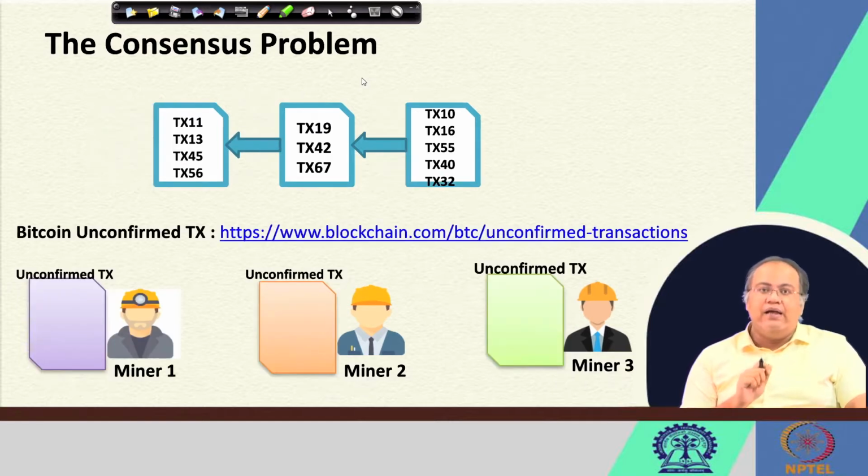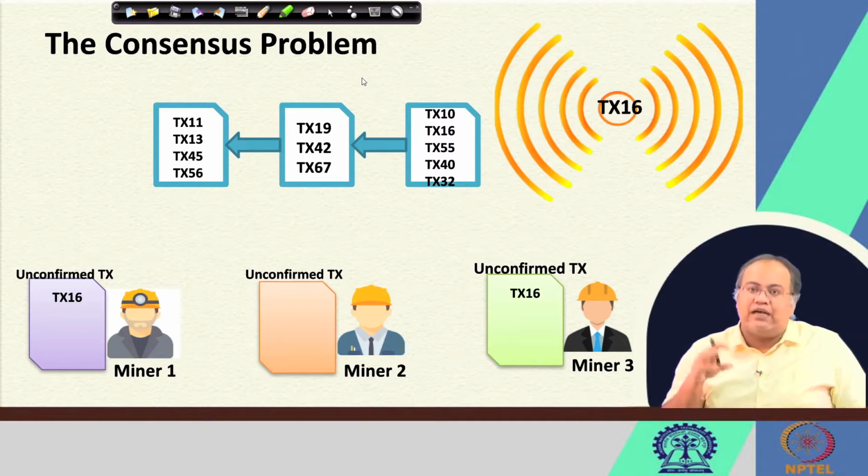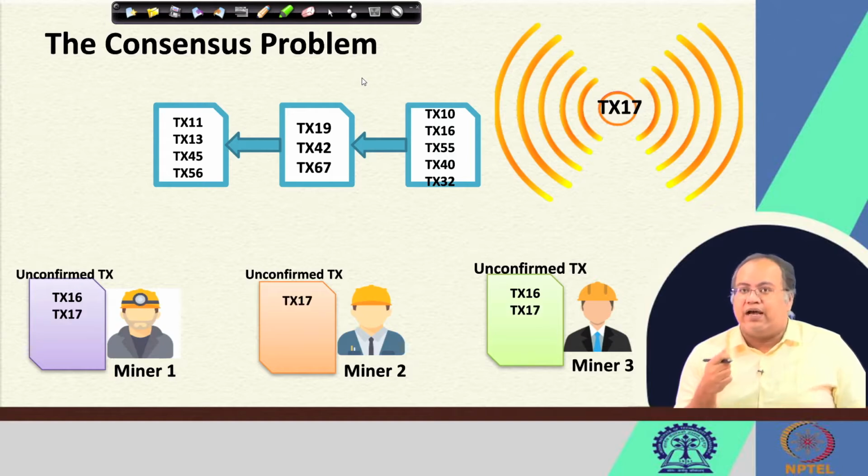Now, every miner maintains something called the unconfirmed transaction list. If you go to this link, you can actually see the unconfirmed transaction list in the context of Bitcoin. As the different transactions are propagated in the network, this unconfirmed transaction list gets populated with the information. One important thing to remember here is that because we are talking about an asynchronous network, it is not necessary that every miner will see every transaction.